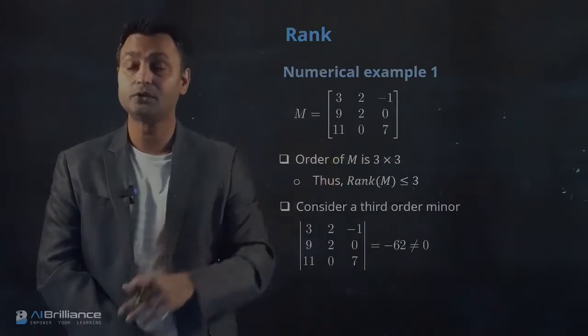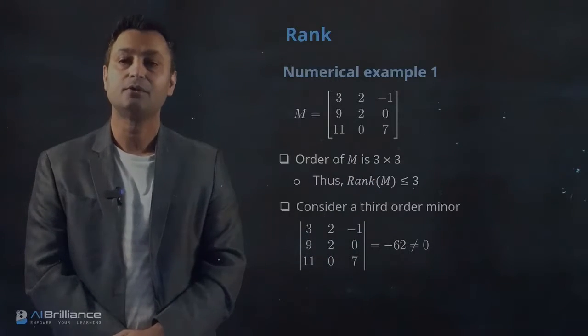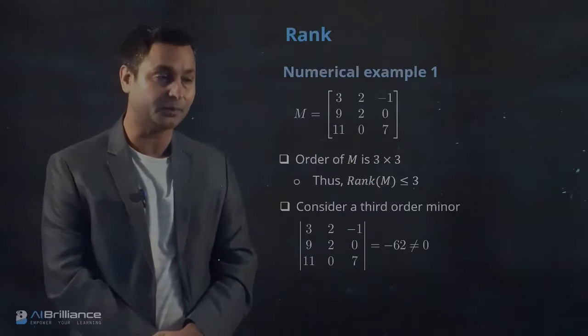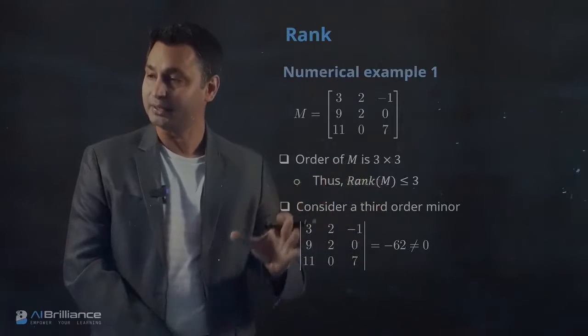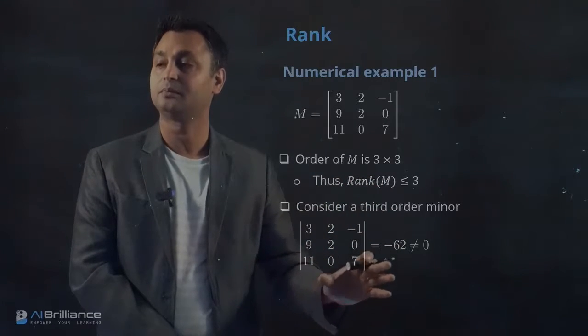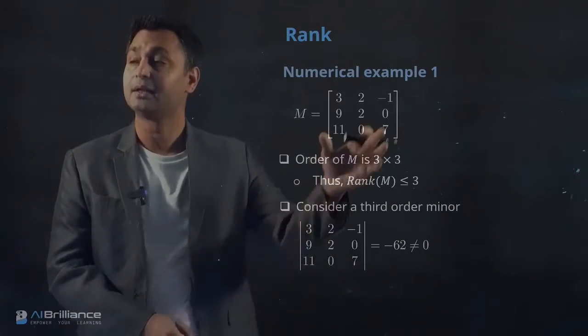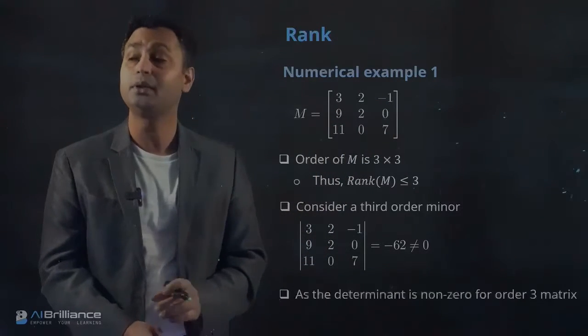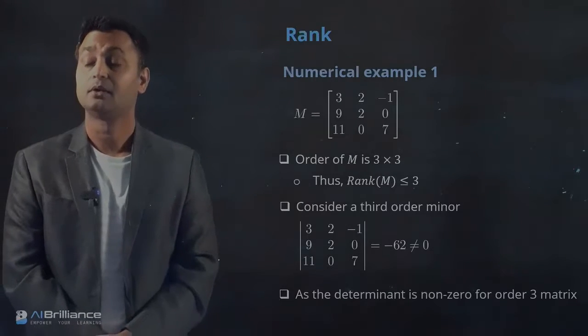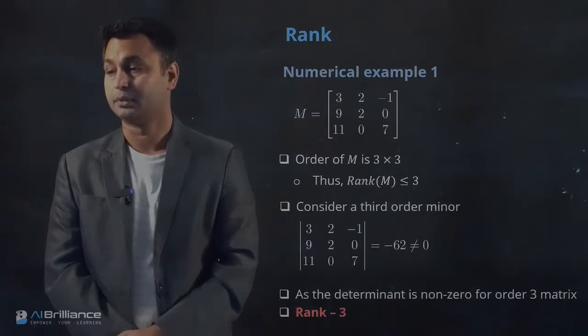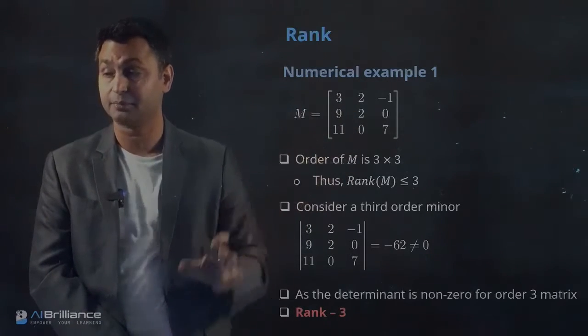And if you use it for transforming purposes, we will not lose any of the dimensions. So in this case, just by testing the determinant of the third order minor itself, we know that this is full rank, and the rank of this matrix is going to be equal to 3. So that's the one example. The rank of this, at least for this example, is going to be 3.